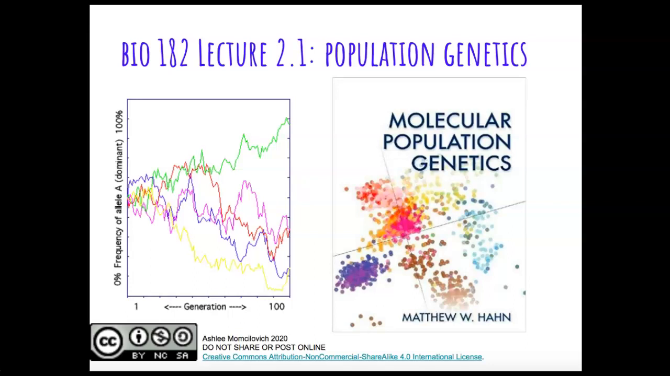This is lecture 2.1 for Bio 182 on population genetics. In the previous lecture, we talked about the genetics of individuals, whether those individuals were homozygous dominant, heterozygous, or homozygous recessive, the different alleles, different inheritance patterns. Now we're going to look at patterns of genetics in entire populations. So we're taking a step out from individuals to populations.